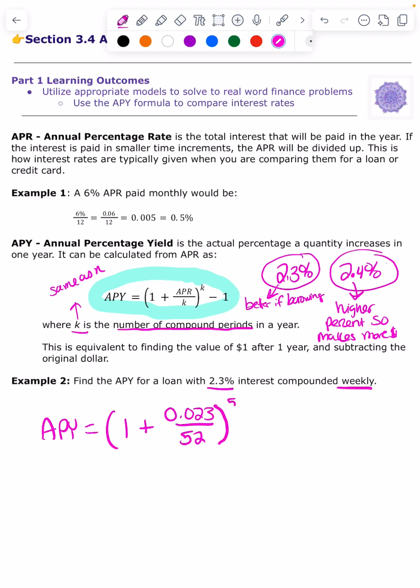And then you raise it to the 52nd power and subtract 1. So I'm going to go over on the other screen here and put that into Desmos. Parentheses 1 plus 0.023 divided by 52. Close the parentheses. Go into exponent mode, put 52, get out of the exponent mode, and then minus 1.